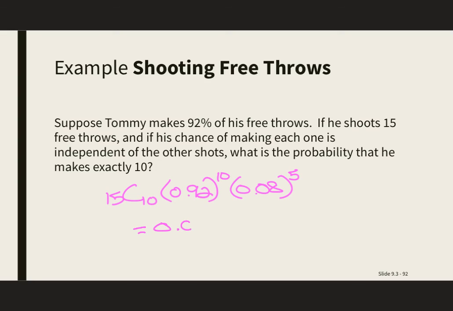And whatever that number is, that's the probability that he makes exactly 10. That's equal to 0.00427, or something like 0.4%. Less than a percent. Less than half of a percent.